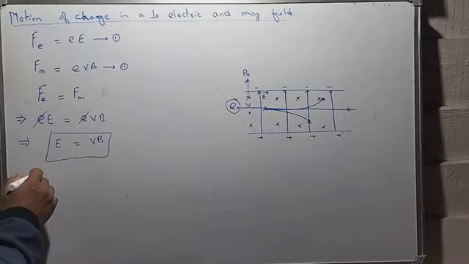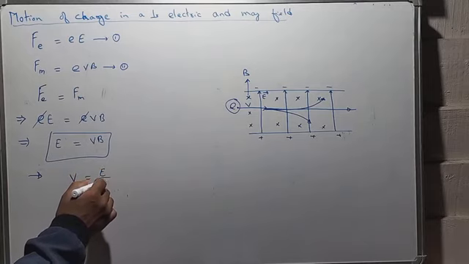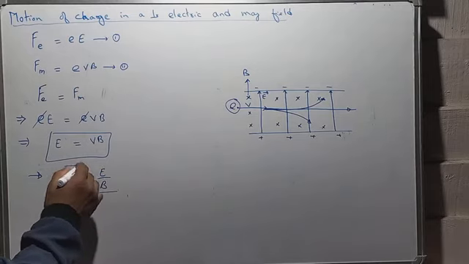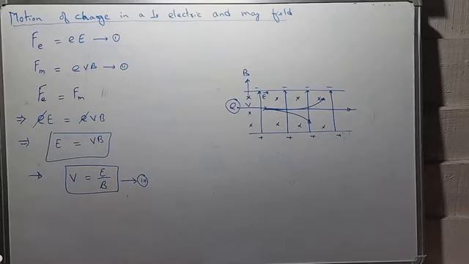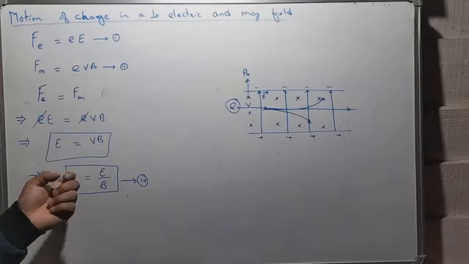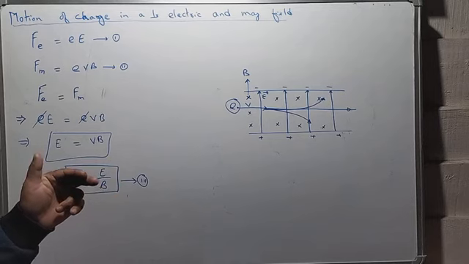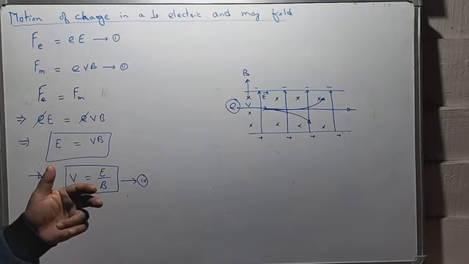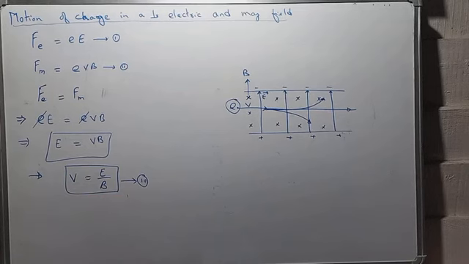From here I can also say V is equal to E upon B. This equation is also very important. Sometimes they may ask you in exams, as a numerical problem, to determine the velocity of a charged particle which is moving in a region of both electric and magnetic fields where the electric and magnetic forces are balanced. So you have to use this equation.